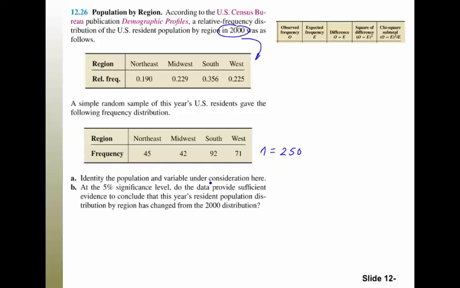And then what variable do we have? So U.S. residents is our population, and our variable that we're looking at is region, right? So the variable is region, and the population is U.S. residents. Okay, and we're doing a chi-square goodness of fit test to see if our random sample is suggesting that this distribution is true or something's changed, right? Something's changed. Okay, let's do it for your sheet. I think you got what you need.